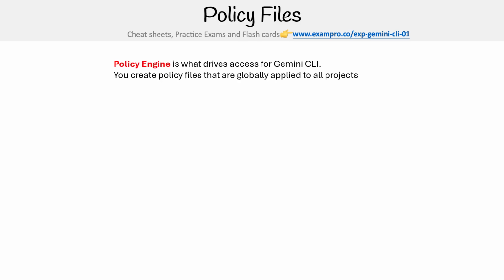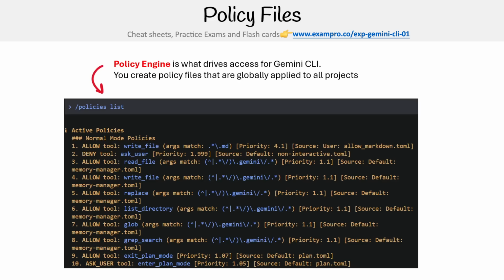Okay, so the way you manage permissions, or we'll say policies, within Gemini CLI is the policy engine. And the idea is you create these policy files and they're globally applied to all projects. This looks very similar to Google Cloud's firewall, where you basically have a bunch of allow and deny rules and you can give them different priorities here. But generally you're doing this args and you're matching an args pattern and choosing what tool it is.